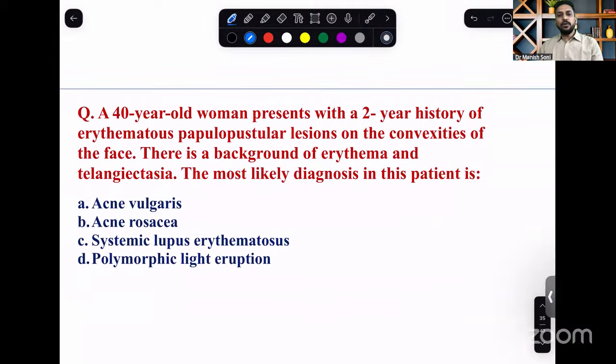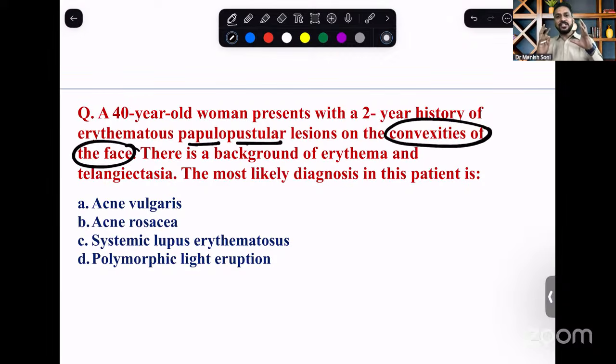Then, a 40-year-old woman presents with a 2-year history of erythematous papulopustular lesions, that is papules along with pus-filled lesions, on the convexities of the face. Do you know any condition which occurs on the convexities of the face, like cheek, nose, chin? Yes. And there is erythema and telangiectasia, that is redness along with superficial dilated blood vessels. What is the diagnosis of this condition?